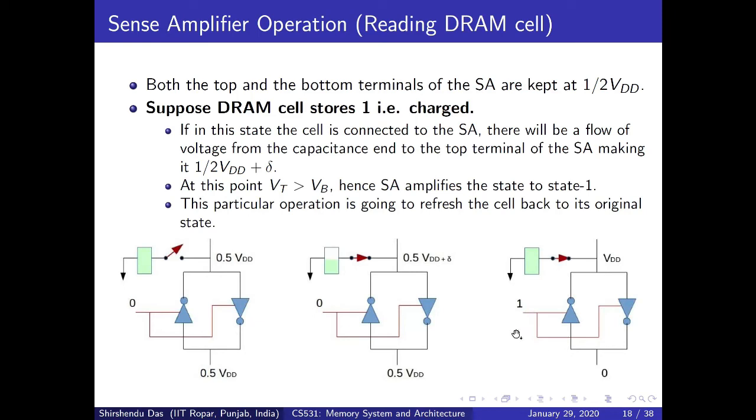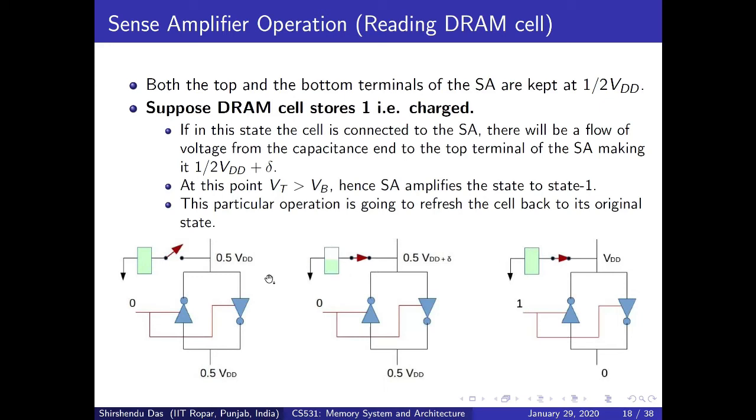But what is happening here? When this switch is connected, some charge goes out, but you can see here it is again fully charged. How? When some charge goes out, the voltage becomes plus delta, and according to the property, since VT becomes greater than VB, it is automatically converted to stable state 1, and now this is VDD. The moment this is VDD, charge will again flow in this direction and the cell will be completely recharged. So the sense amplifier is serving a dual purpose here.